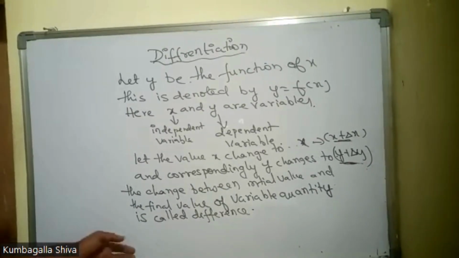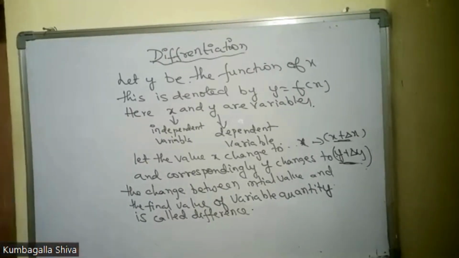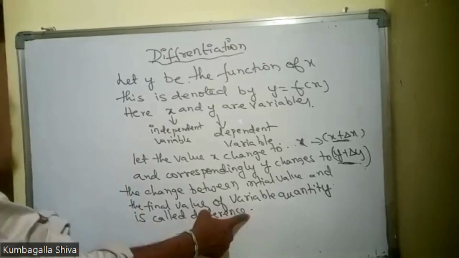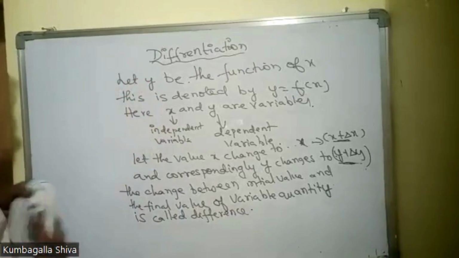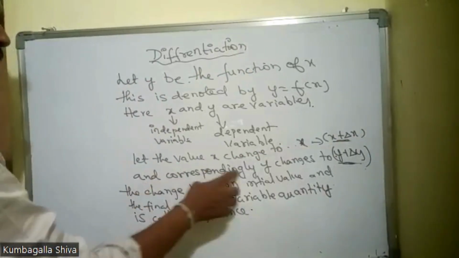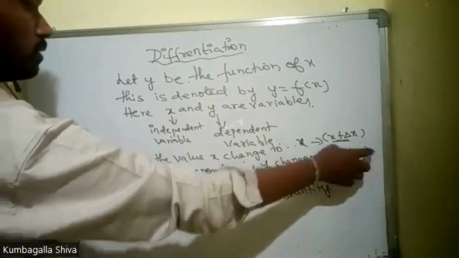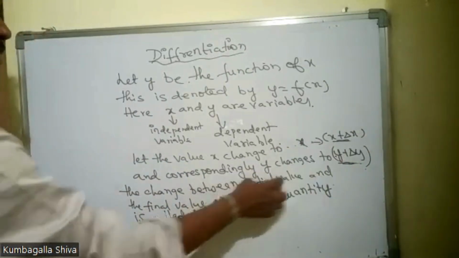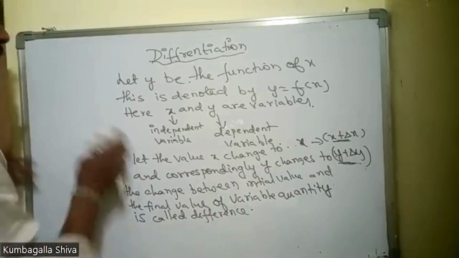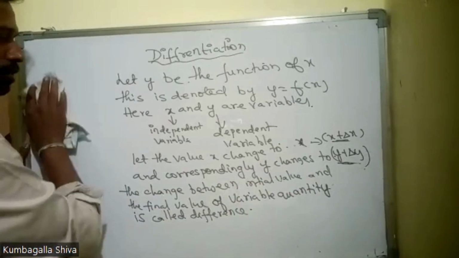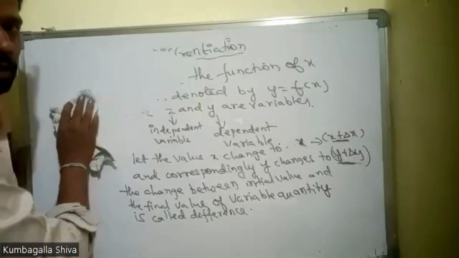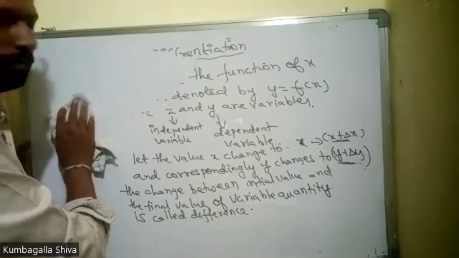Now, I am going to tell how to represent the mathematical expression. For the meaning of this sentence, I am going to write it down here. Let the value of x change to x plus delta x, and correspondingly y changes to y plus delta y, and the change between the initial and the final value of a variable quantity is called the difference. Now I will erase this one. Can I erase? Both you can give a symbol.